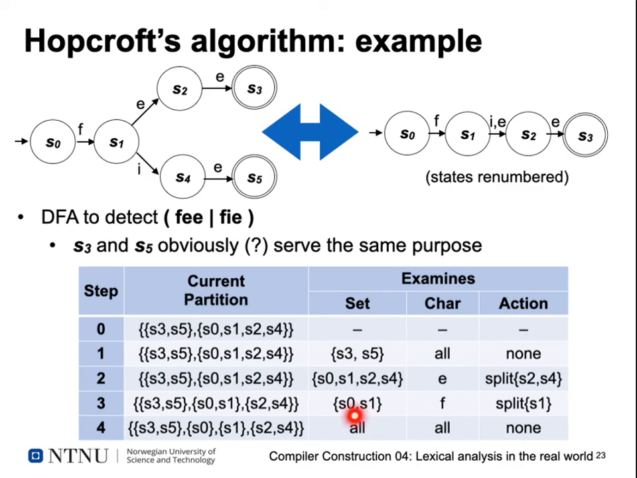And then we take a look at S0, S1. We read a character F, so we need to split S1, which means we have this final current partitioning here. So for all characters here, well, we actually end up accepting this thing. So we have S3, S5 as a beginning here, then S0, S1, and the joint states of S2 and S4.